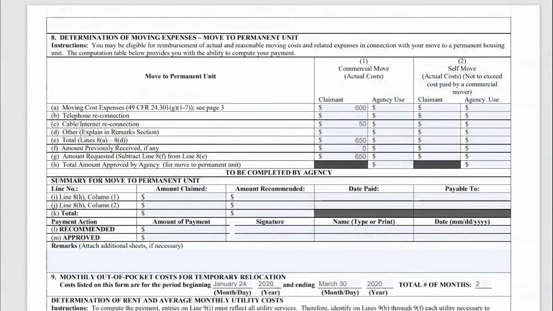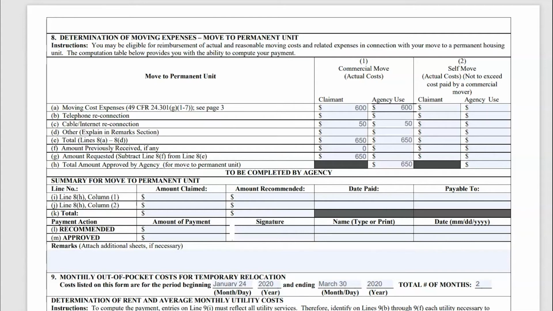In number 8, subrecipients should review the claims to move to the permanent unit the same as they did for the temporary unit. In 8A through 8F, the subrecipient should input in the agency use columns the amount they found eligible based on the documentation provided. In 8H, the subrecipient will total the amount approved based on their review.